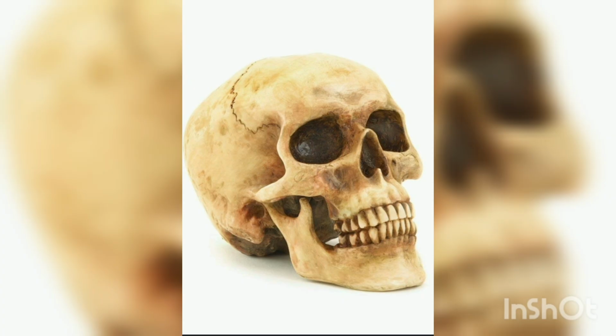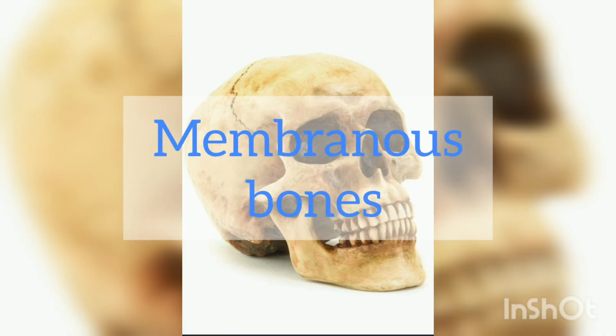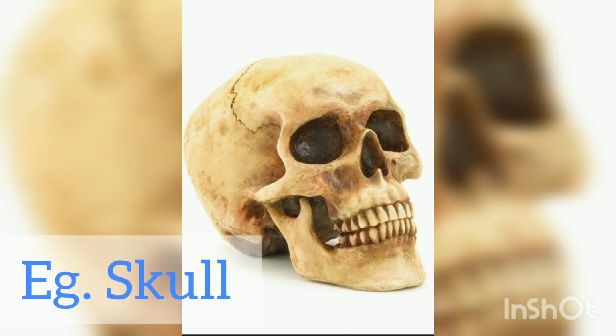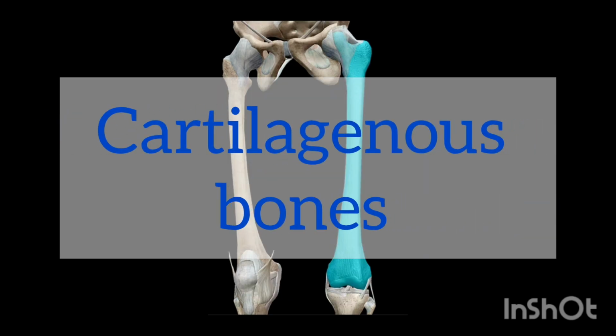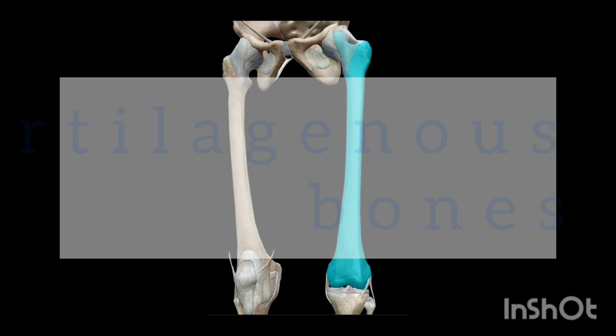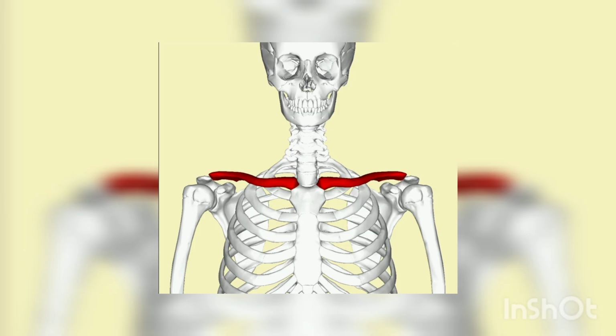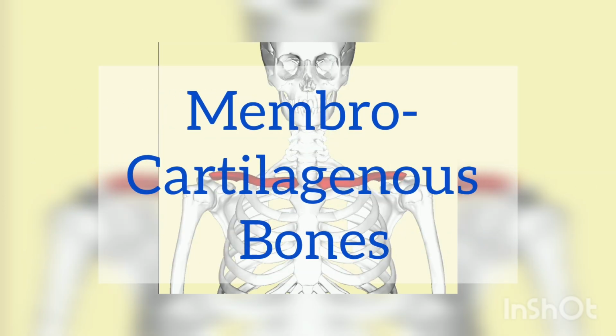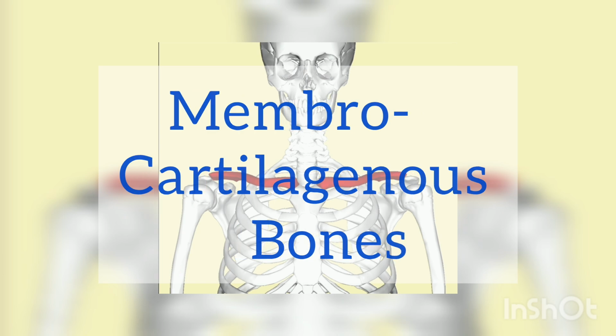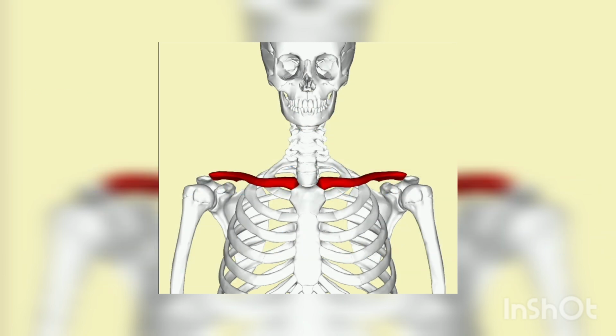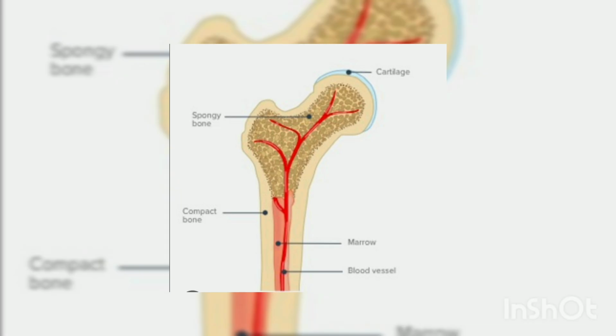Next, the bones can be classified according to how they develop. Developmentally, we have membranous bones, which ossify directly within a membrane. Cartilaginous bones, which develop by replacing a cartilage model. Example: femur. And membrano-cartilaginous bones, which develop partly through membrane and partly through cartilage. Example: clavicle. Now let's move from classification to the actual structure of bone.